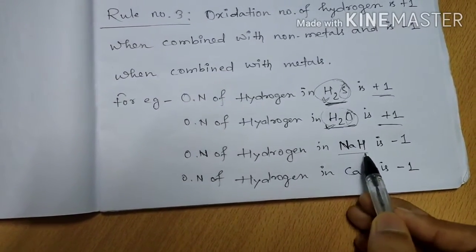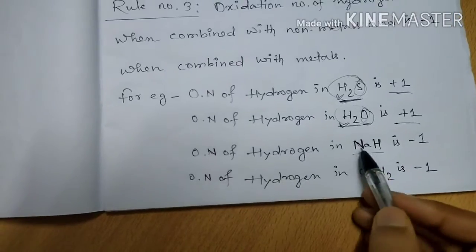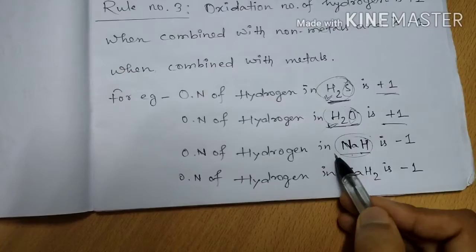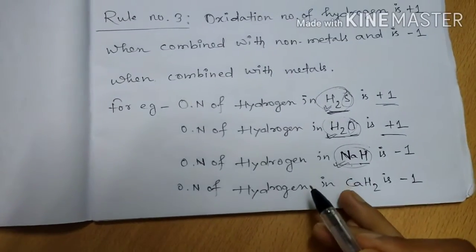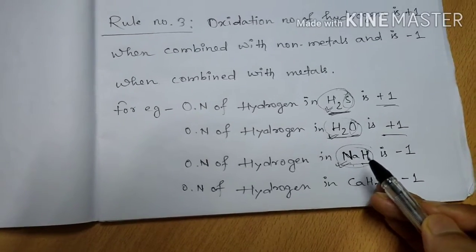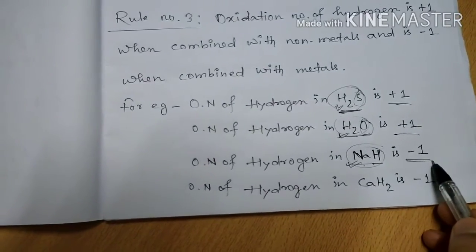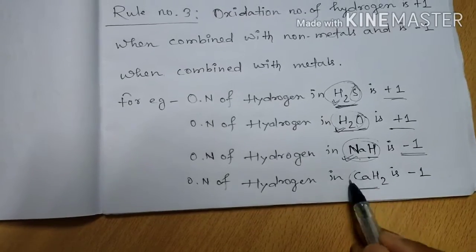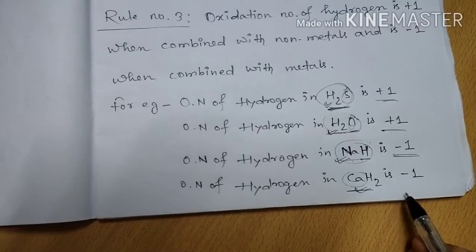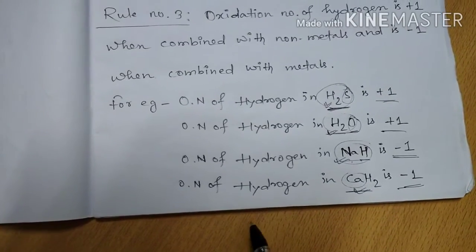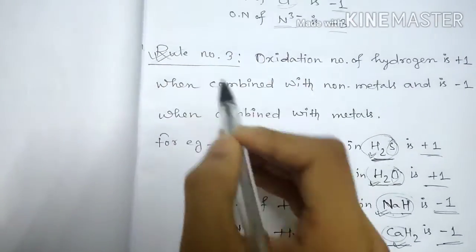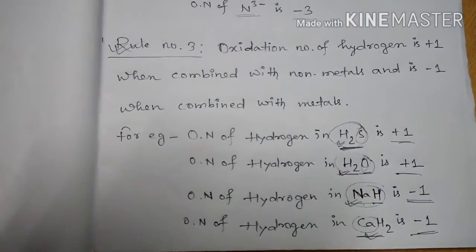Here the oxidation number of hydrogen is -1 because this hydrogen is combined with a metal, because sodium is a metal. When hydrogen is combined with metals, the oxidation number of hydrogen in that case will be -1. Similarly for this one also, calcium is a metal, so the oxidation number of hydrogen will be -1. So this is rule number 3. Now come to rule number 4.